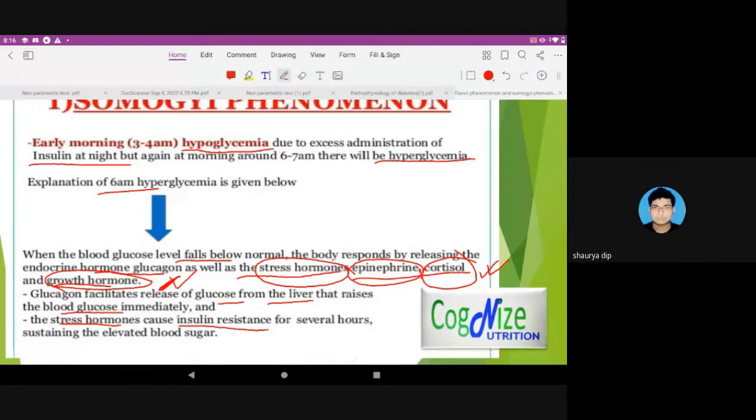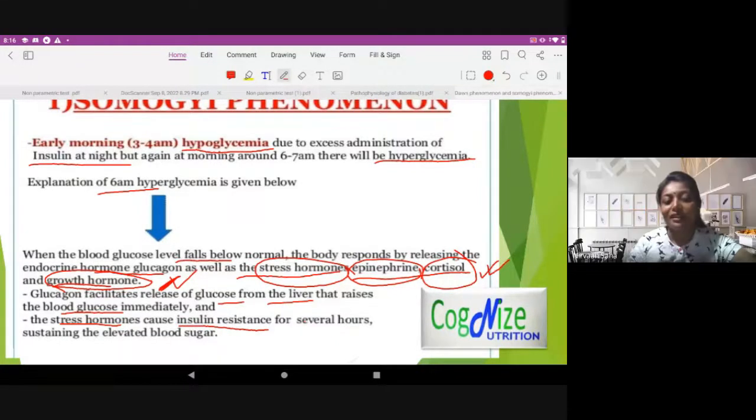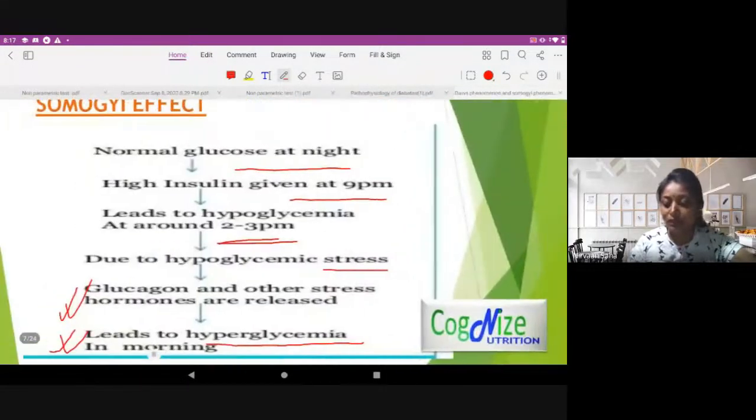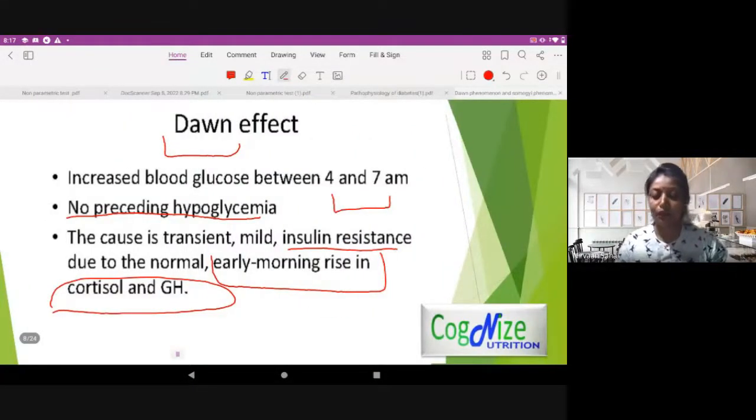Okay, right. So based on this particular line, what you find here in the dawn phenomenon is that in the morning hours there is cortisol present, and there is growth hormone present. So both the hormones are raised here. As a result, in a normal situation, this particular individual will experience a high blood glucose level.